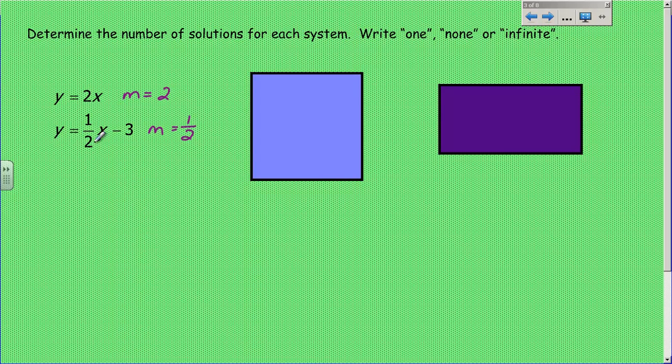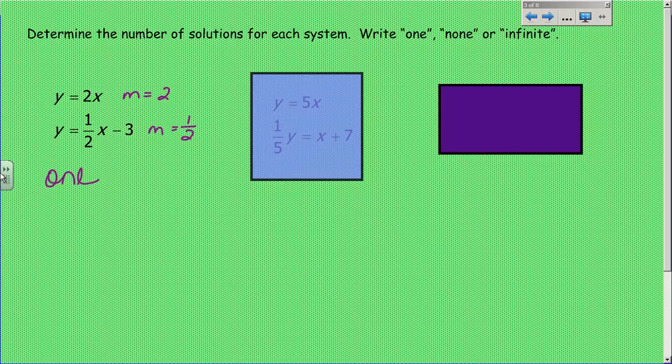Since these two lines have different slopes, it means they cannot be parallel, and they're also not the same. In order to be coincident and have infinite solutions, they have to be the same. Well, these are not the same. That means these are intersecting, so they are only going to have one solution. If I were to graph this, these two lines would cross in just one point.